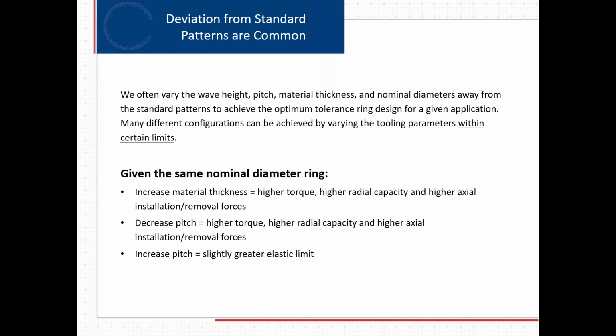If we increase the pitch, putting a greater distance between the waves, we get a slightly greater elastic limit. If we go with a higher wave height, we tend to get a slightly greater elastic limit. Now, all these parameters can be changed within certain limitations because we have to compensate for what the machinery can do, what the tooling can do, and what the material itself can do. So we're limited to how far we can increase or decrease material thickness, how far we can increase or decrease pitch, and how far we can change the wave height.